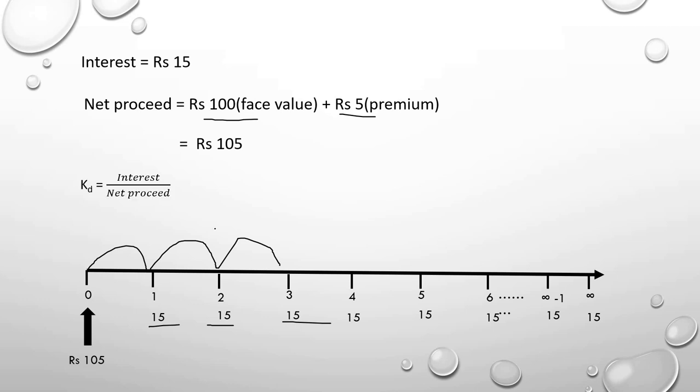Now you can see the formula for perpetuity. We have already done this: KD will be interest upon net proceeds. The present value equals the cash flow divided by the rate of interest, and we just cross multiplied. For details on how we arrive at this formula, please refer to the previous video. So KD equals interest upon net proceeds; my interest is 15 rupees and I am getting 105. So your KD will be 14.28%.